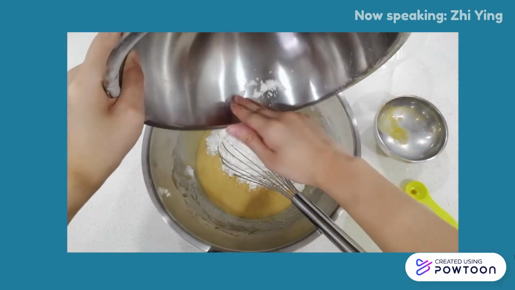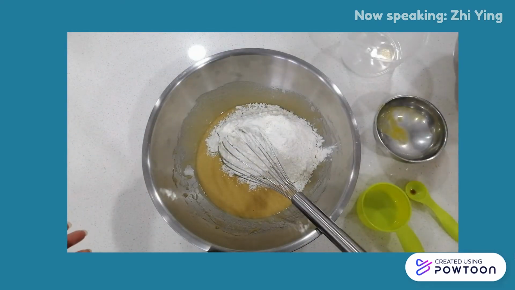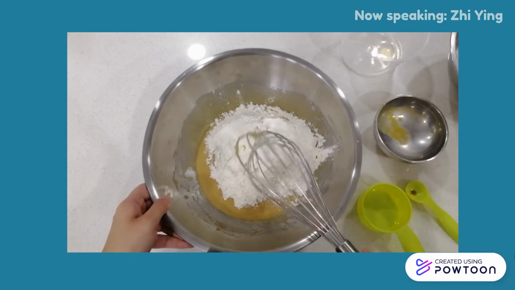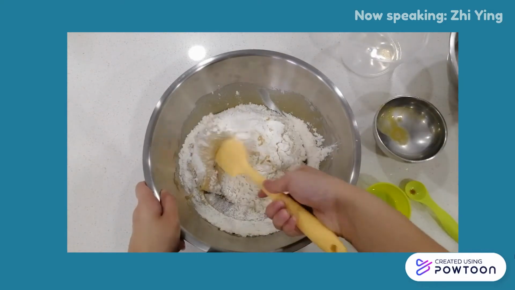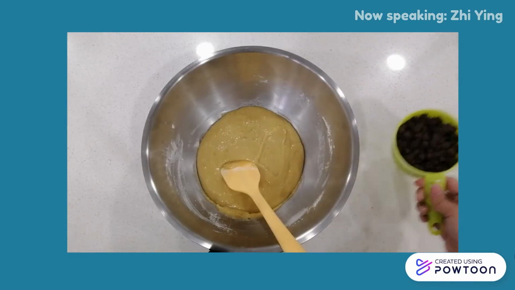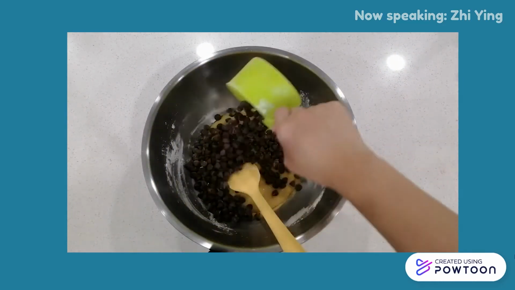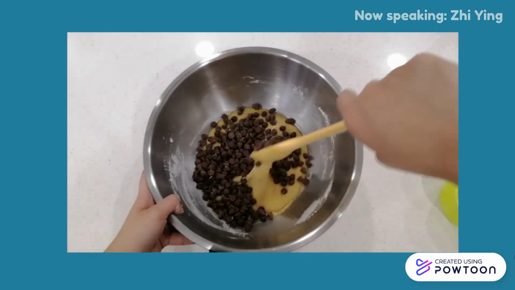The cookies using the refined coconut oil do not have any coconut scents, whereas the ones using normal coconut oil have a strong coconut taste. So here, we see the processes taken in making the cookie from our refined coconut oil.